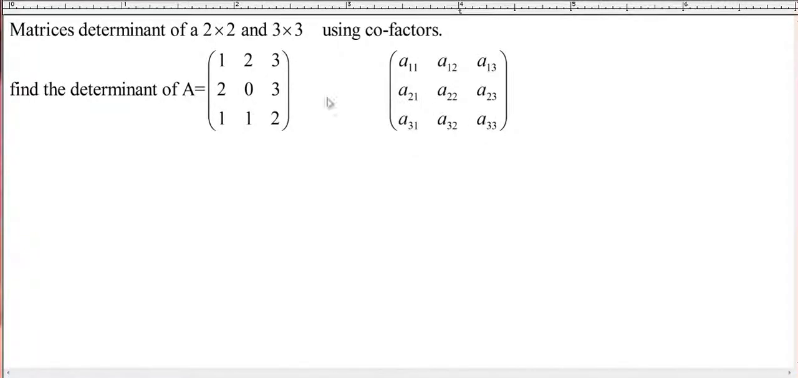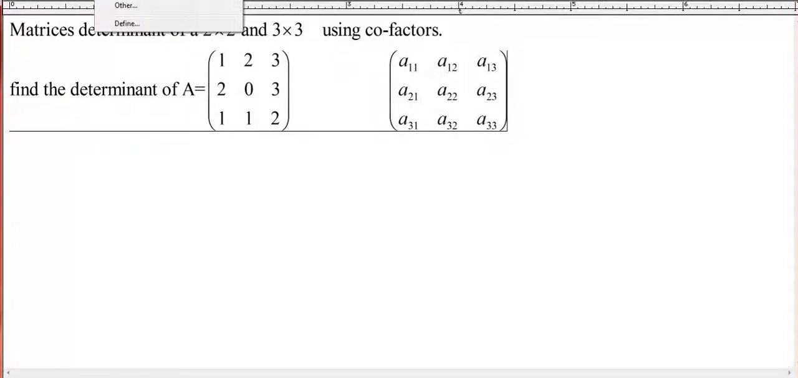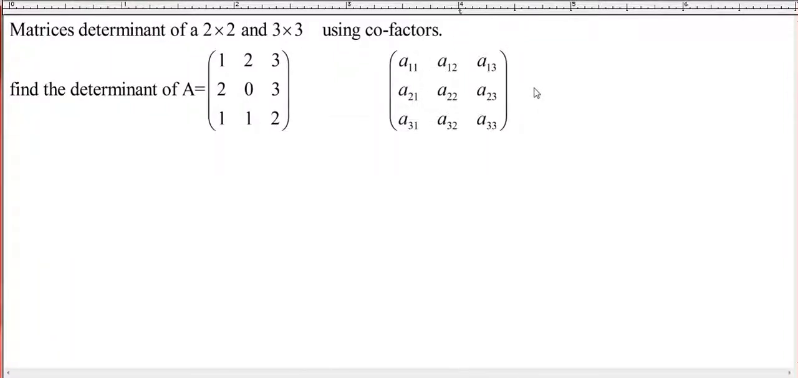Hello guys, today I'm going to give you a brief example of how to find a determinant using cofactors. I think all of you are familiar with finding a determinant of a 2 by 2, but if we still have people who are struggling with it, maybe I can just start off by giving an example of how to find the determinant of a 2 by 2 matrix.